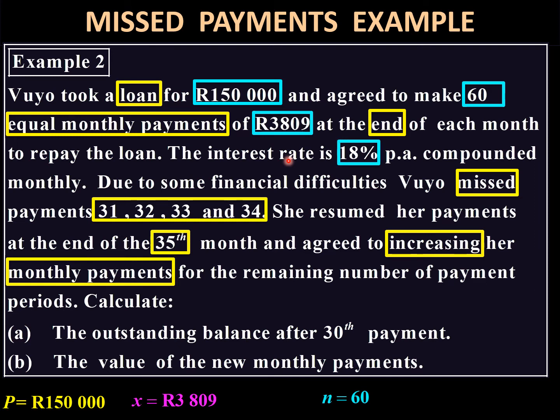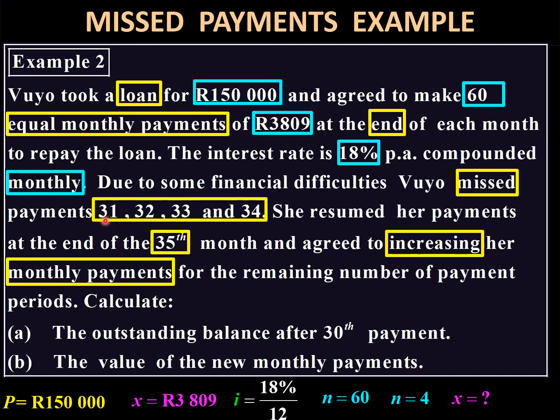3,809 is my monthly payments. Interest rate is 18% compounded monthly, so that's 18 over 12, right? There's 4 payments that she missed. See, there's the 4 payments that she missed. So first of all, we have to work out, here's some questions here. We look at those questions.